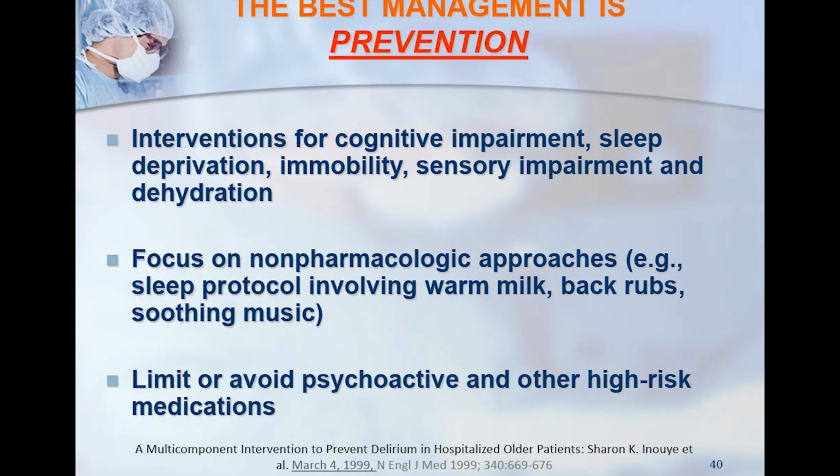The best management for delirium is prevention. In the Wesley Hospital, you need to have an intervention for every high-risk patient, targeting cognitive impairment, sleep deprivation, immobility, sensory impairment, and dehydration. They only target those 5 things and focus on a non-pharmacologic approach. So a sleep protocol involving warm milk, back rubs, and soothing music. Limit or avoid psychoactive and other high-risk medication.